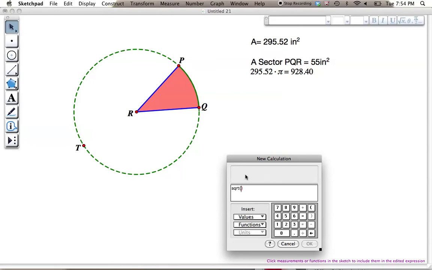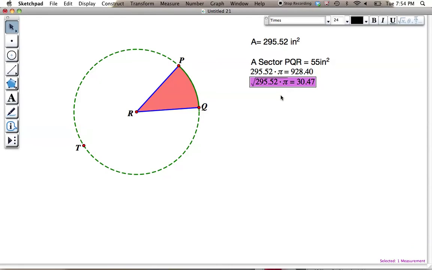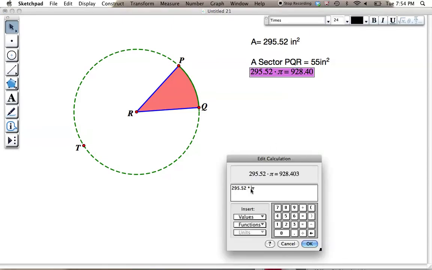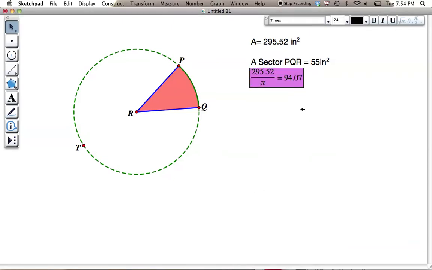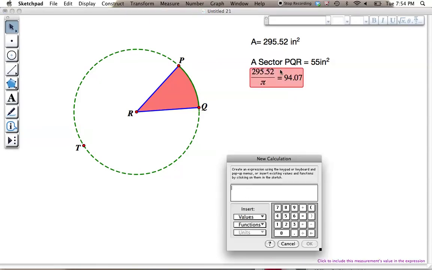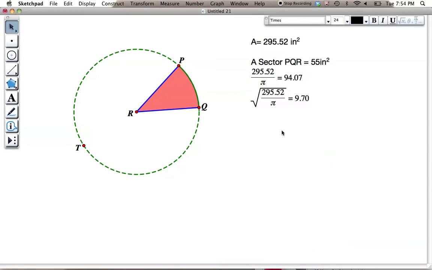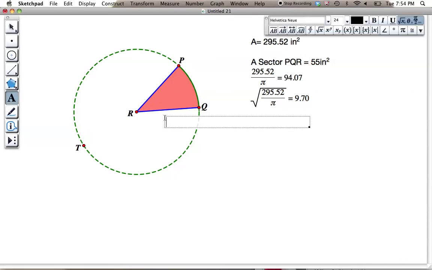Okay, sorry, I meant to divide this by pi. I don't know why I did that. There we go. And now we can take the square root of this number. And we get 9.7 as our radius. And so we're going to have a radius of 9.7 inches here.